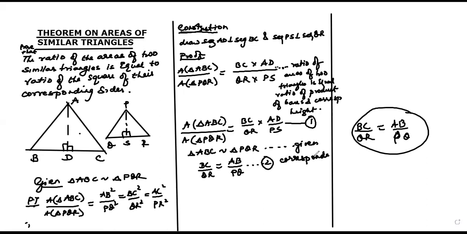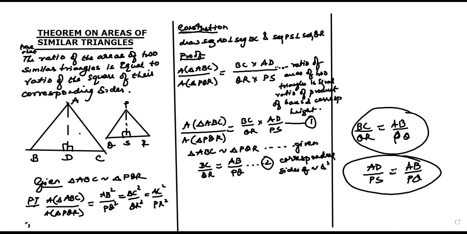Corresponding sides of similar triangles. That means in place of BC upon QR, I can always put AB upon PQ. Now I also have to show AD upon PS equal to AB upon PQ, so that I can replace this AD upon PS also by AB upon PQ. Now, how to show this ratio is equal? You can show it equal only after proving these two triangles similar, because when the triangles are similar, only then the ratios of the corresponding sides are equal.